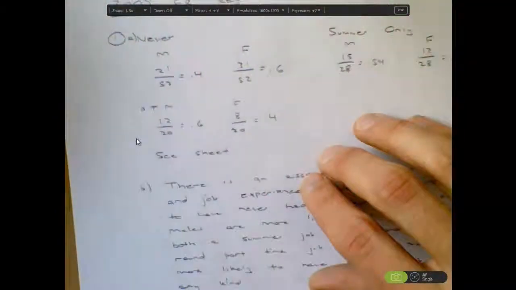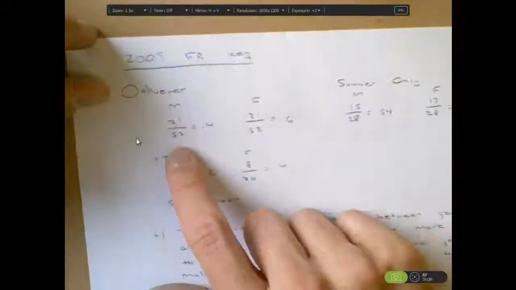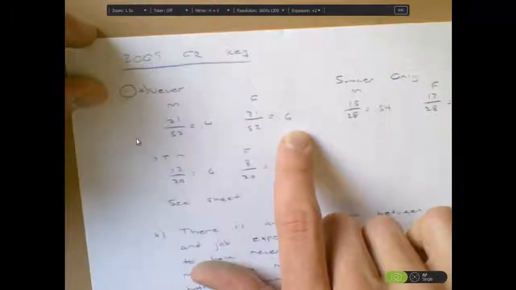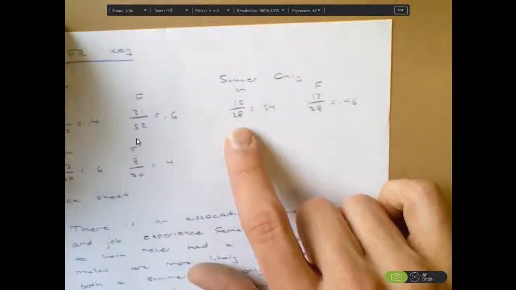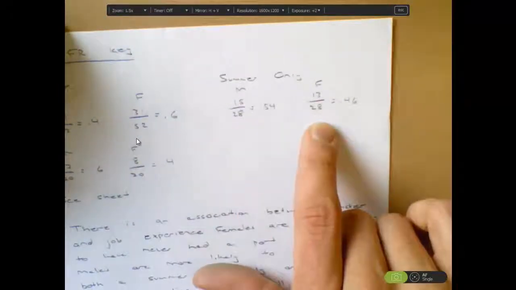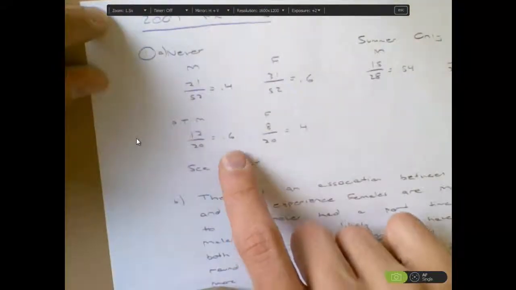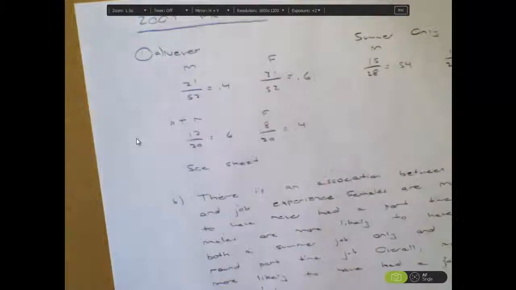So for the people who never had a job, I just did the male out of the total and the female out of the total to get the 40 and 60%. Summer only, male out of the total, female out of the total to get 54 and 46%. And part-time throughout the year, male 12 out of 20, 60%, and female 8 out of 20, 40%.